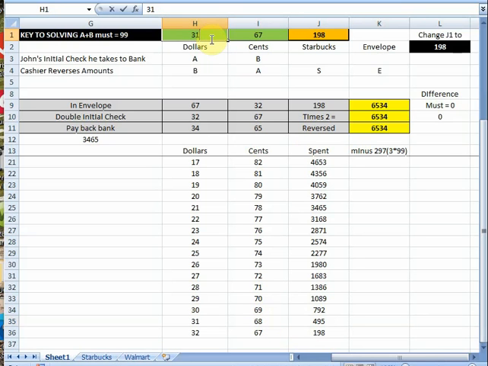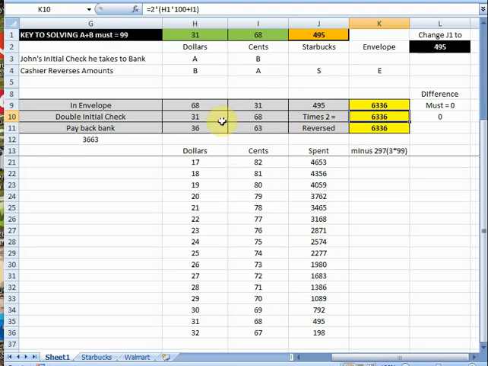Let's again look at this. $31.68. Spending again, there's the $4.95 that we need to go to. $4.95, bingo. So in other words, he goes to the bank with a check for $31.68. The banker reverses that and gives him $68.31 right here. He spends $4.95 at Starbucks, which leaves him $63.36 in the envelope, which is exactly double the $31.68 of the original check. He goes back to the bank, pays him back what he owes.